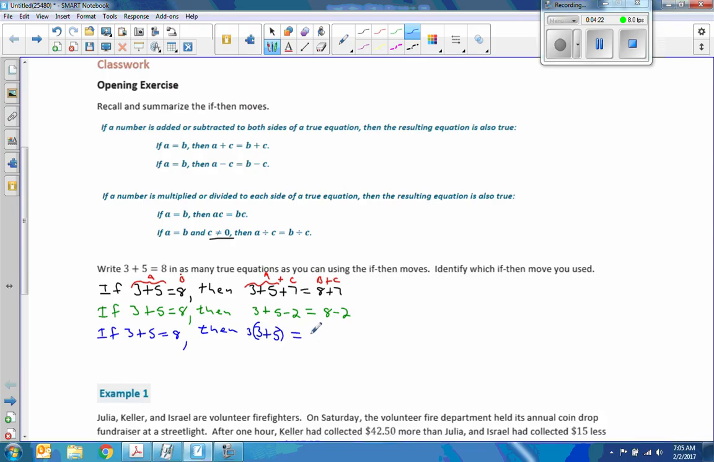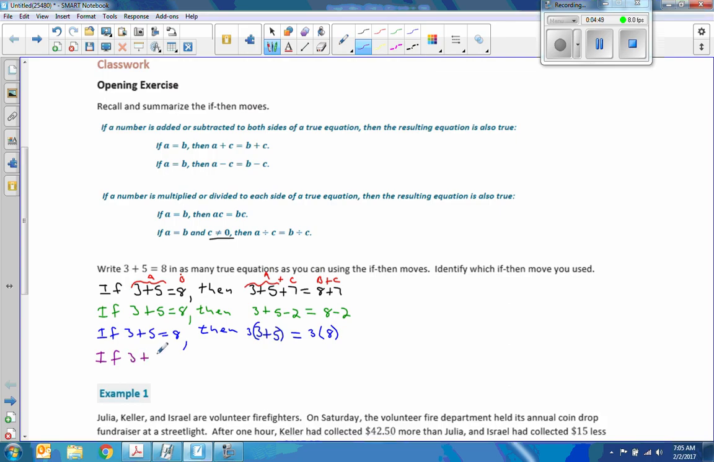Equals 3 times 8. So now we're saying if A equals B, then A times some C, 3, equals B times that same C, 3. And that is also true because 3 plus 5 is 8, 8 times 3 is 24, 8 times 3 is 24, 24 equals 24.